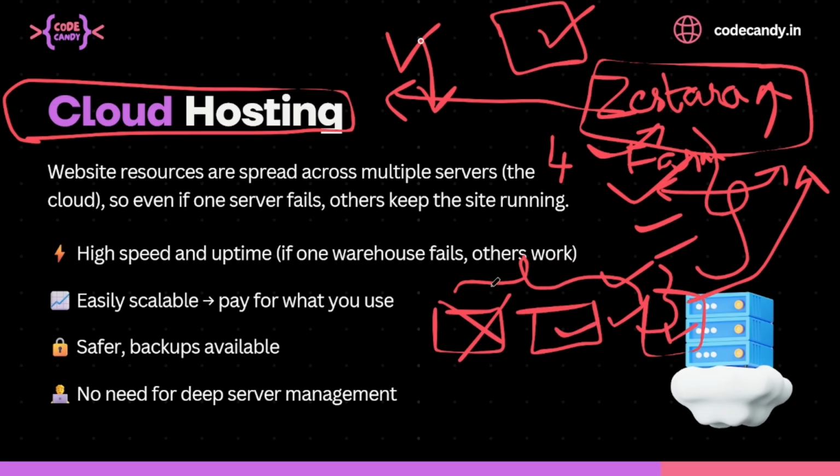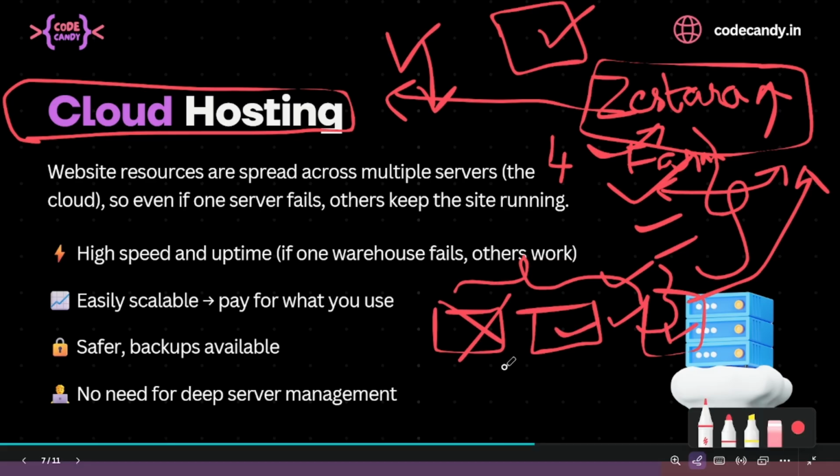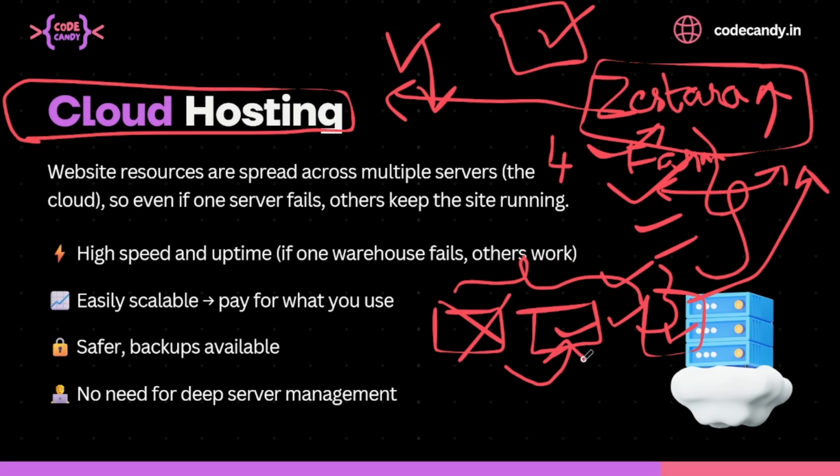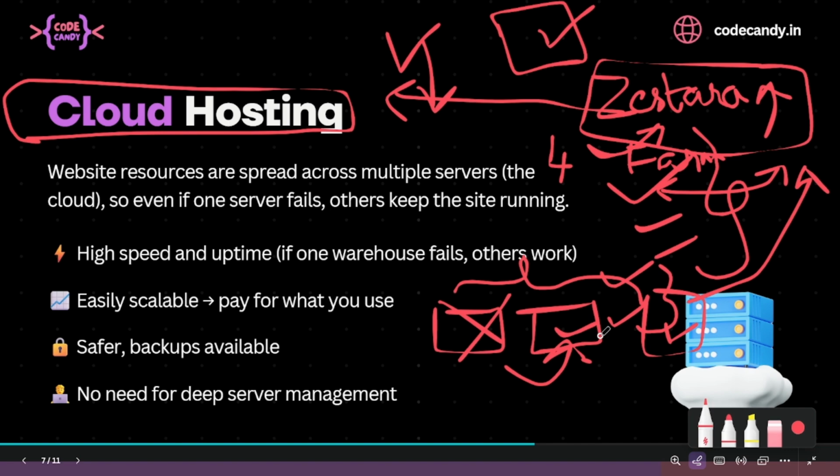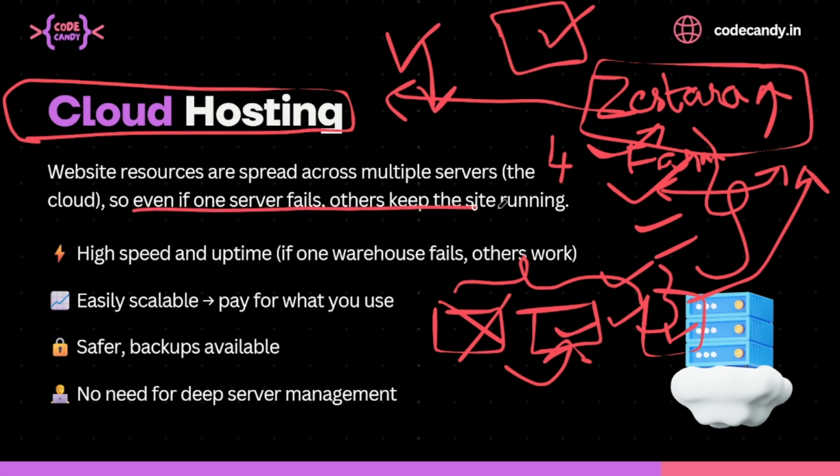Like if my server fails here, people who are typing Jestara and seeing that website will get the live updates, and the server keeps on running because it is reliable. People don't get disturbed. All the supply chain management keeps going because my server is always live. Even if one server fails, the site keeps on running. It is high speed and always uptime.